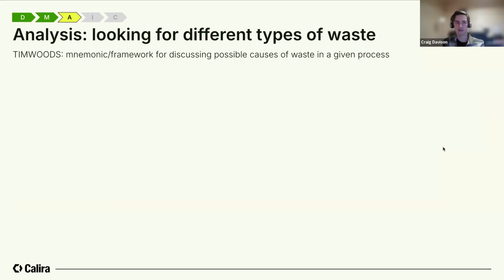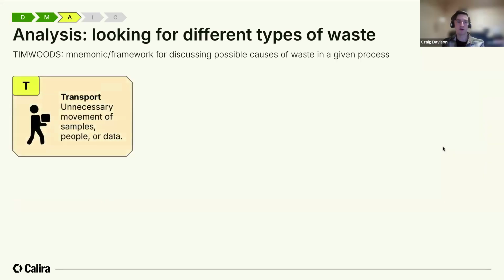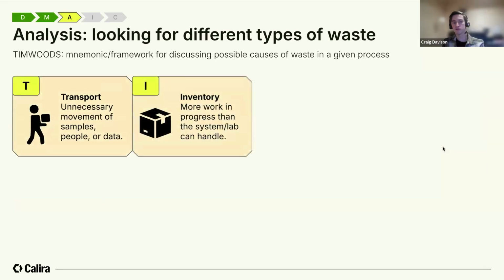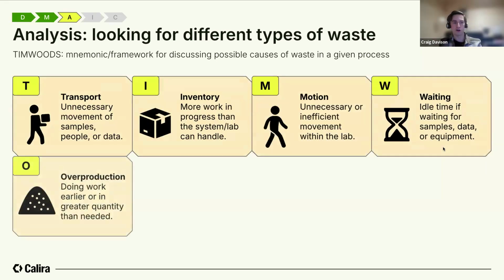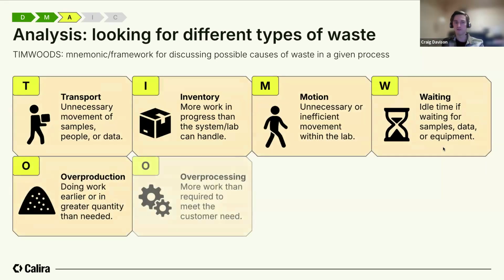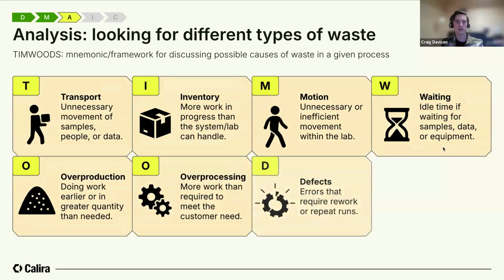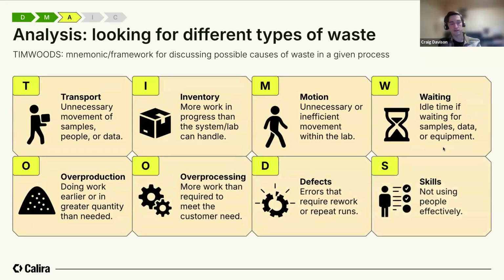These don't need to fit your scenarios perfectly. Maybe there are logistical challenges around transport, inventory, motion, and waiting. Maybe there are procedural and cultural challenges related to overproduction, overprocessing, defects, or skills. These are all things that are common in the lab. For example, from my time in research, I had to walk 20 minutes with samples across the research site to access a really specific centrifuge that I needed for an experiment. This is a clear transport or motion issue, depending on how you want to classify it.